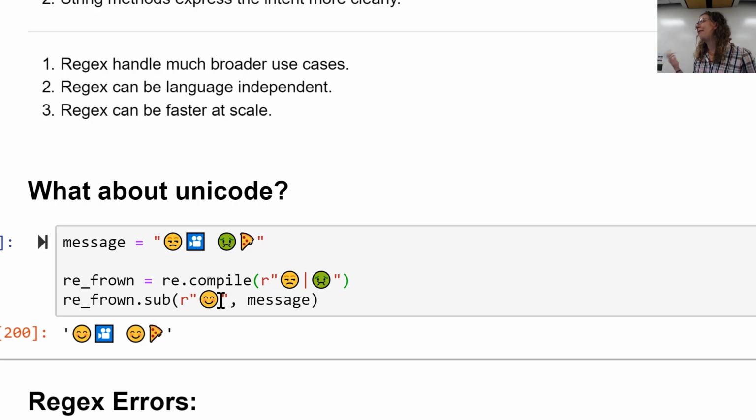There was a question, and the reason I thought of this was someone asked last time about regex and UTF-8, and it should work fine. Python 3 handles Unicode.